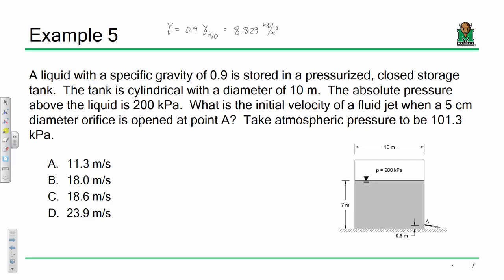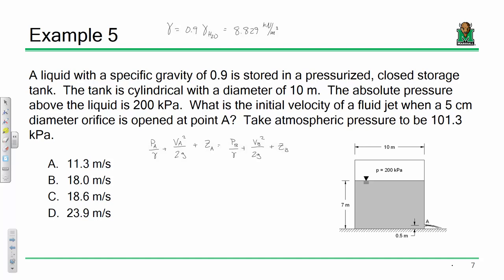So, let's see if we can remember what's going on with Bernoulli's. So, we have pressure at A over gamma plus VA squared over 2g plus the elevation at A equals pressure at point B over gamma plus VB squared over 2g plus the elevation at point B. Now, what I'm doing for this problem is I'm saying that point A is where the orifice is, where the fluid is shooting out. So point B is right there.